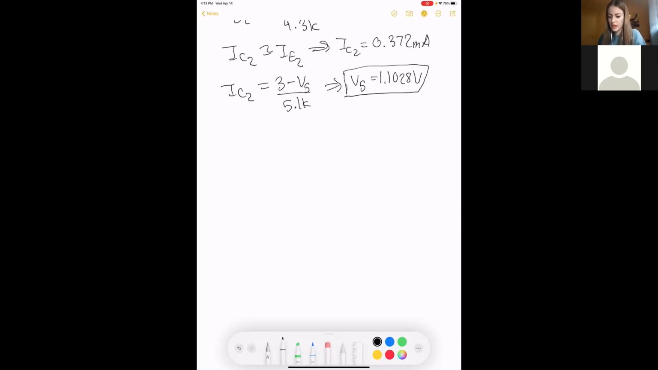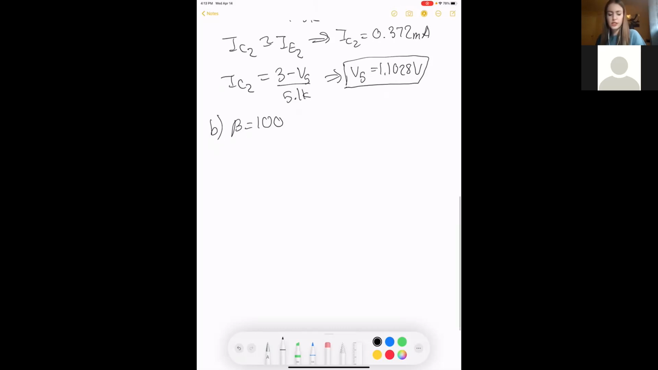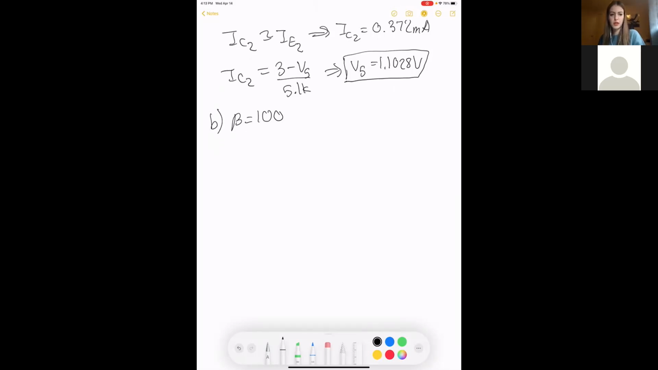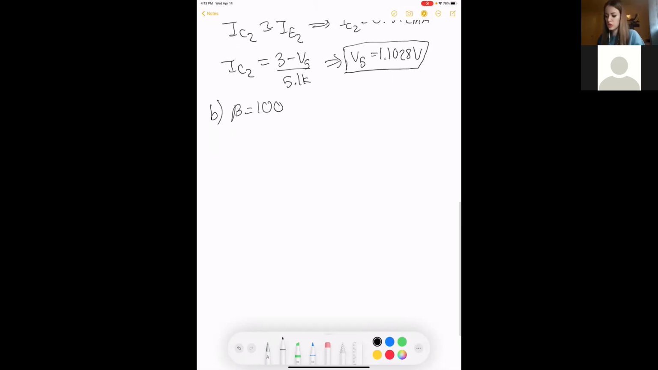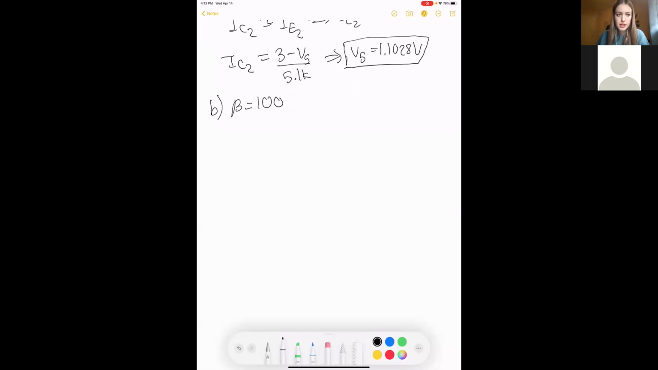So now we're going to do B, which is when beta is equal to 100. So this is a little bit more complicated. Mainly it's just the math that's complicated. It's not actually any harder. You're still just writing all of the equations out that you know, going step by step. So we're going to again write out everything that we know given this information.